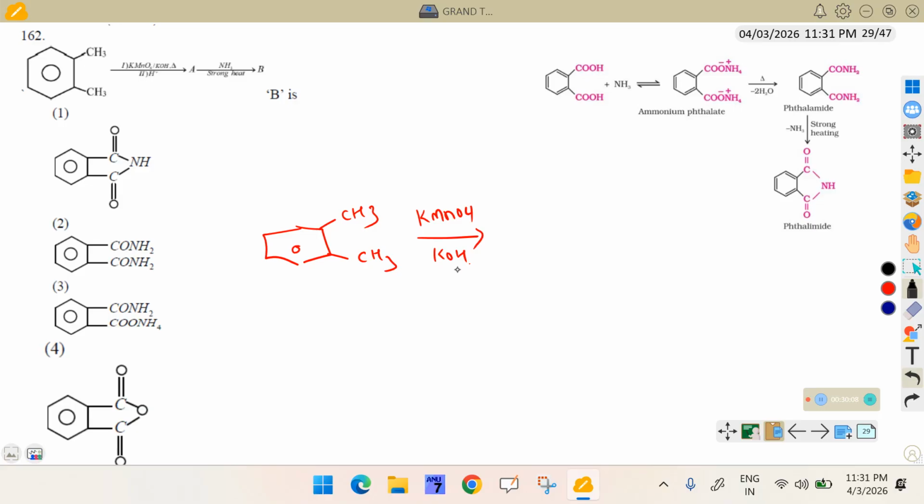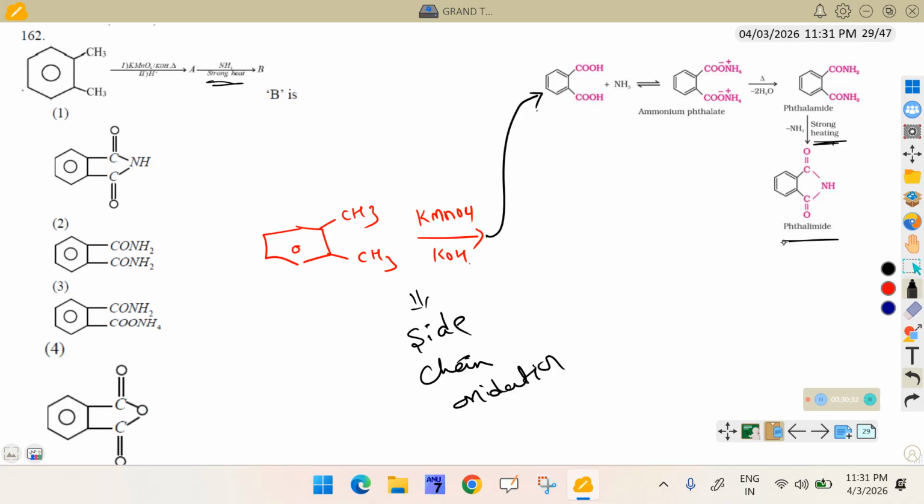C6H4(CH3)2 reacts with KMnO4, KOH. The process is side chain oxidation irrespective of carbon chain length. Then the compound is converted like this: phthalic acid. Phthalic acid treated with ammonia and strong heating. On strong heating, it gives phthalimide. Correct option, first option.